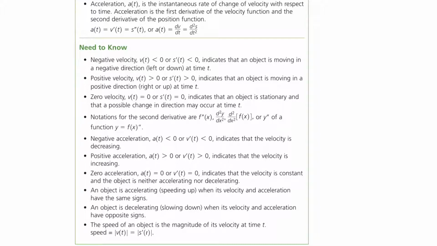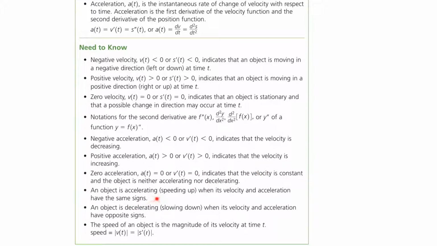The notations: f double prime, d2y/dx2. Negative acceleration indicates the velocity is decreasing. The rate of change of velocity is negative. Positive acceleration means velocity is increasing. Zero acceleration means velocity is constant.